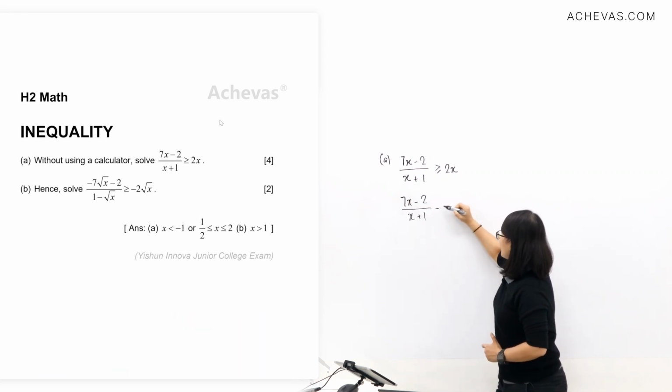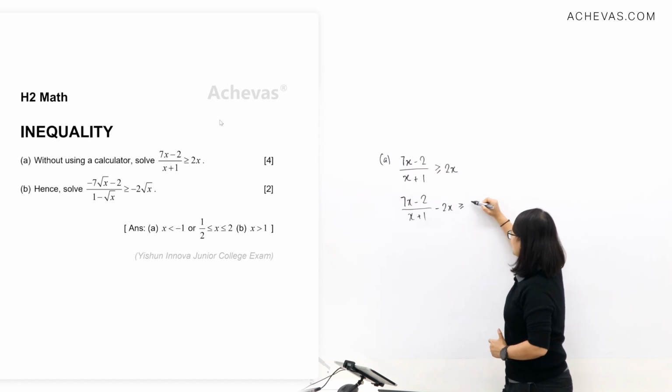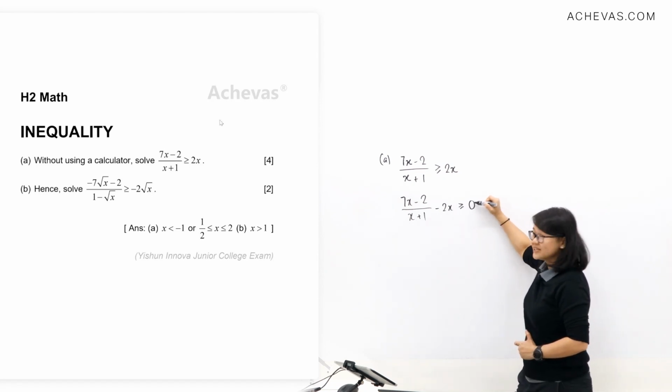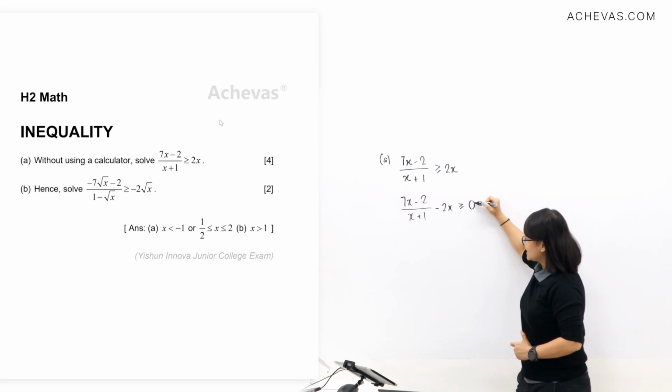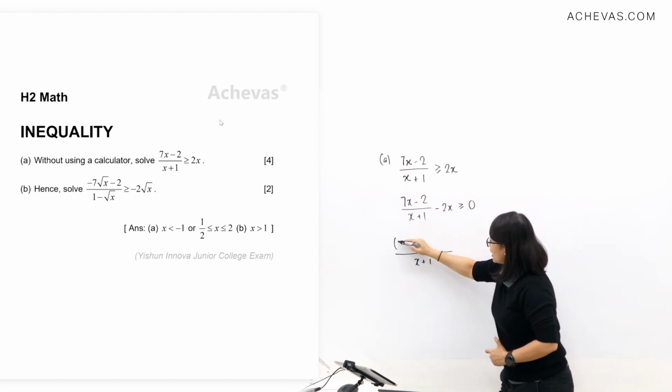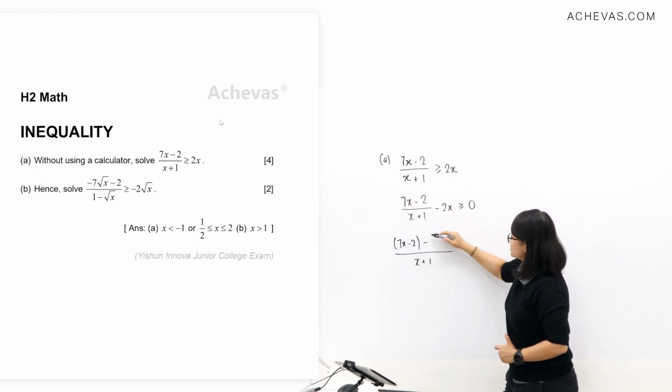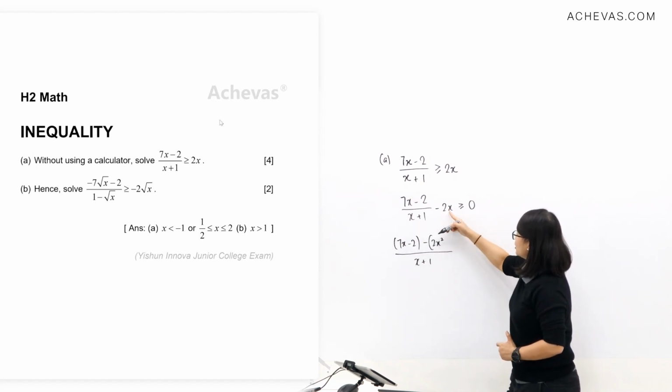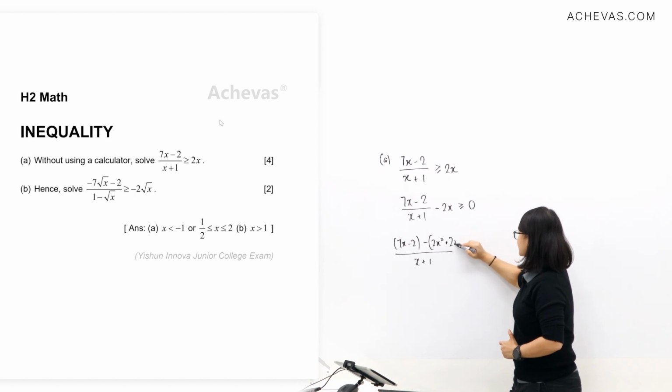So I'll be getting minus 2x more than or equals to 0. Our task here is to get this 0 on the right hand side. Second, I'm going to combine this into one single fraction. So I'm going to take the common denominator, write it down. So I'll be left with 7x minus 2 minus 2x times this will be 2x squared. 2x times 1, that's 2x.